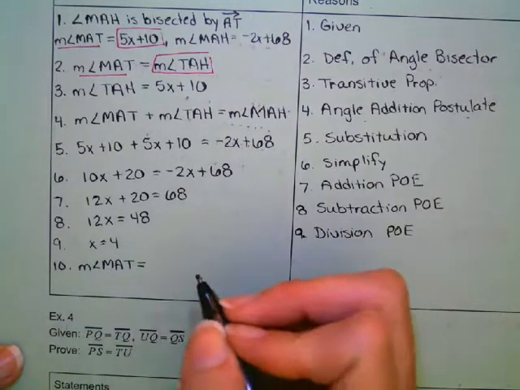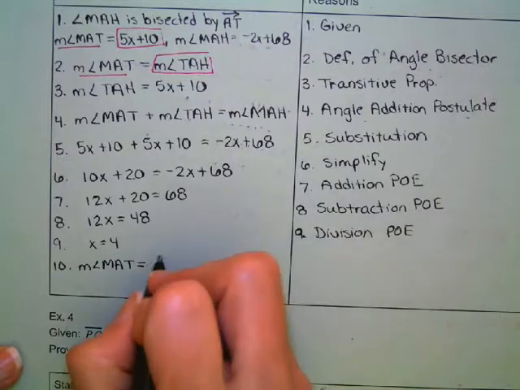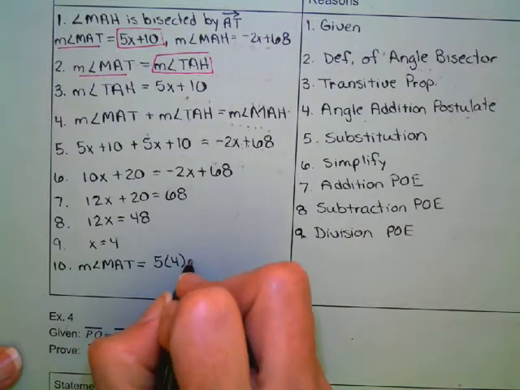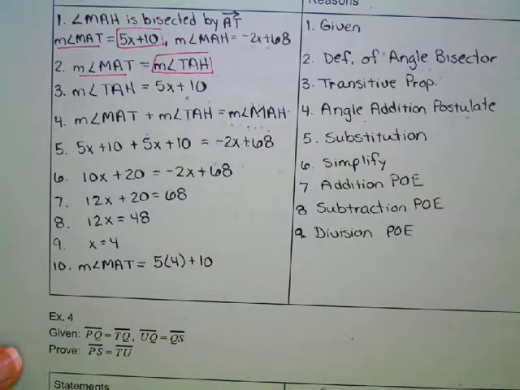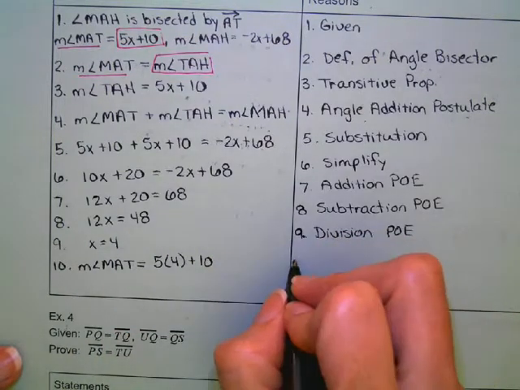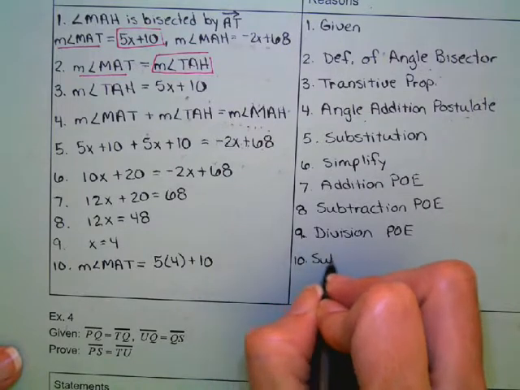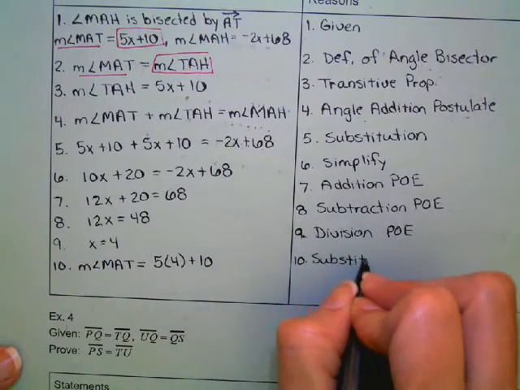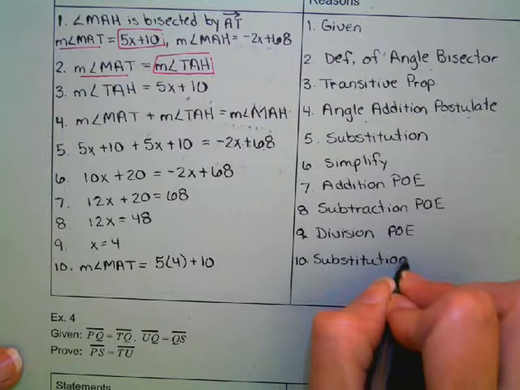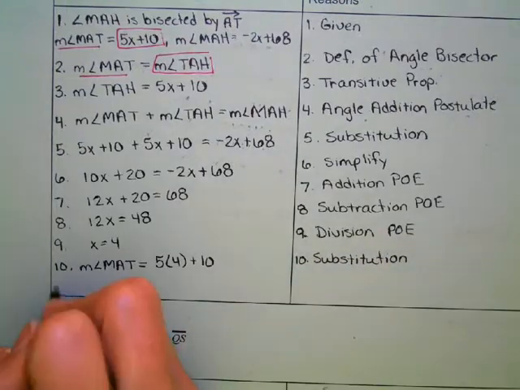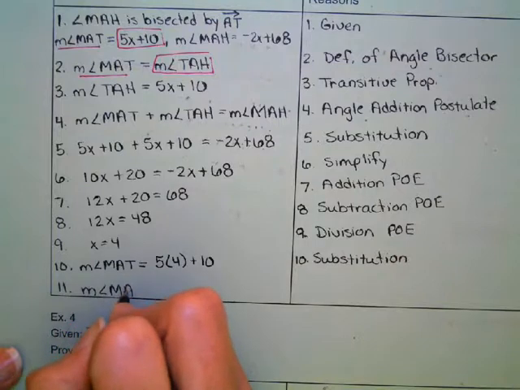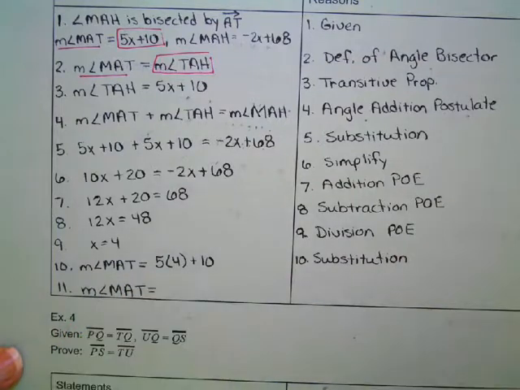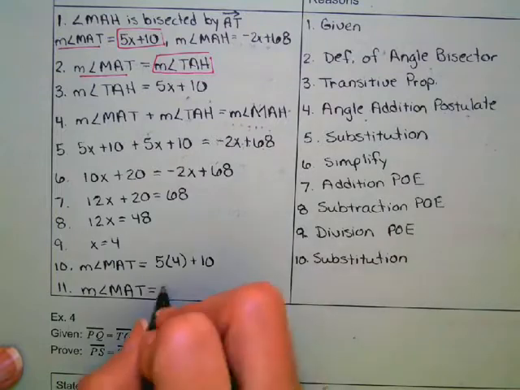Was 5 times 4 plus 10. And some people do this all in one step. I call that step substitution. I showed just plugging that 4 in, and then my last step, when I'm actually going to figure out what that is, that's 20 plus 10 is 30. So that is just simplifying that side.